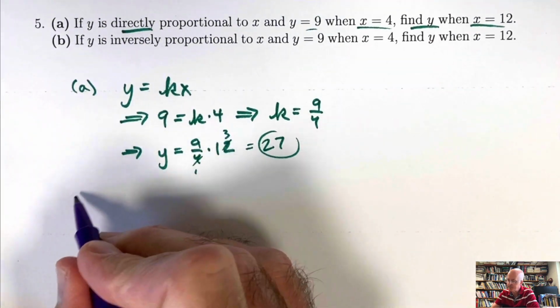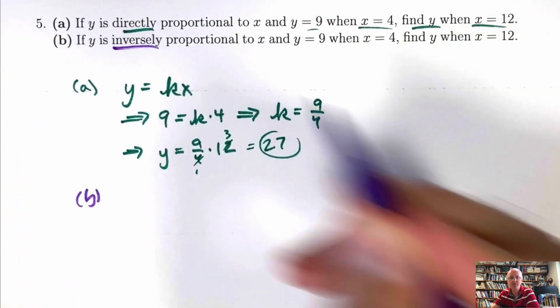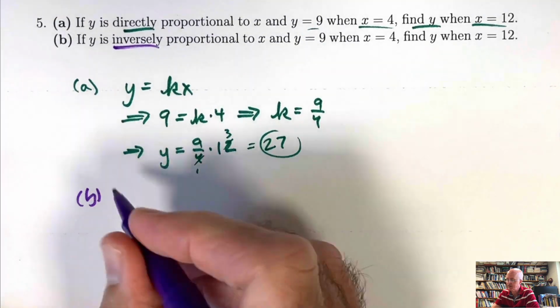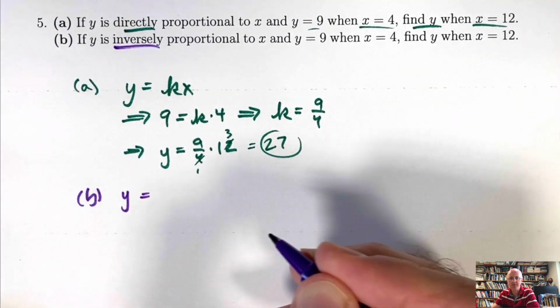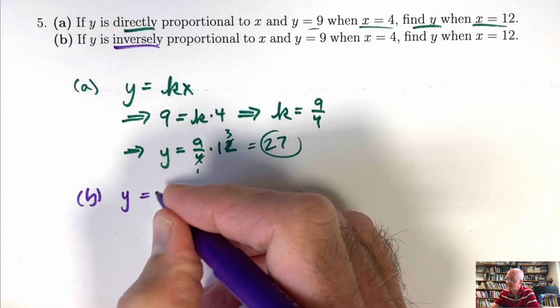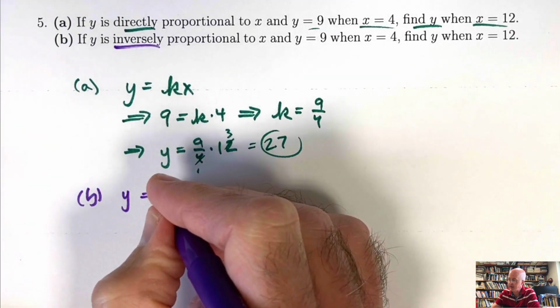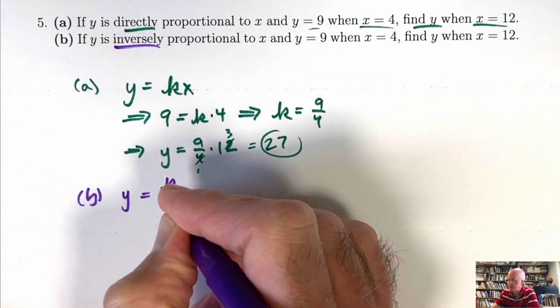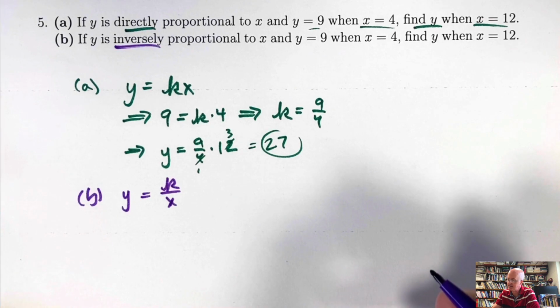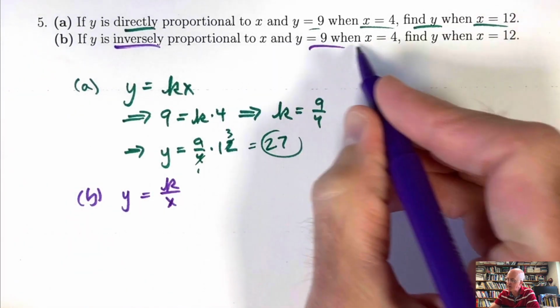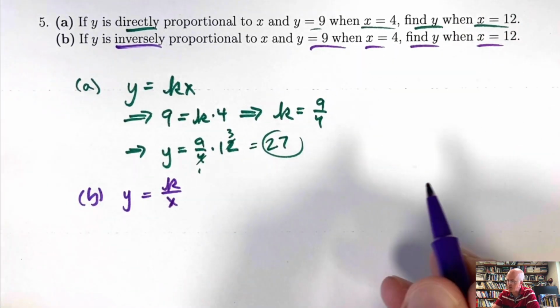Part B. Here, y is inversely proportional to x. That means there's some constant of proportionality where y does not equal k times x, but y equals k divided by x. That's what inverse proportionality means. Once again, we can use the data points to ultimately solve the problem.